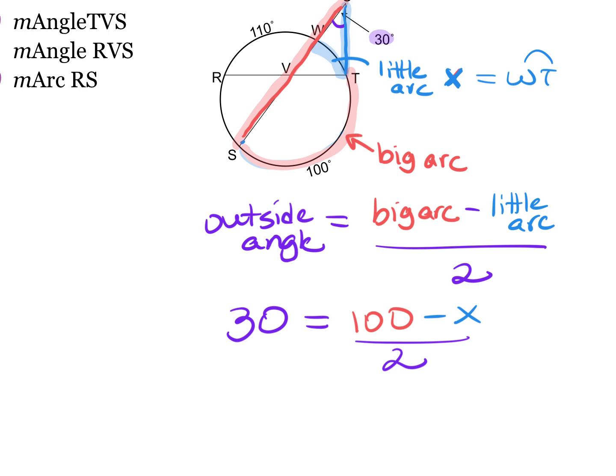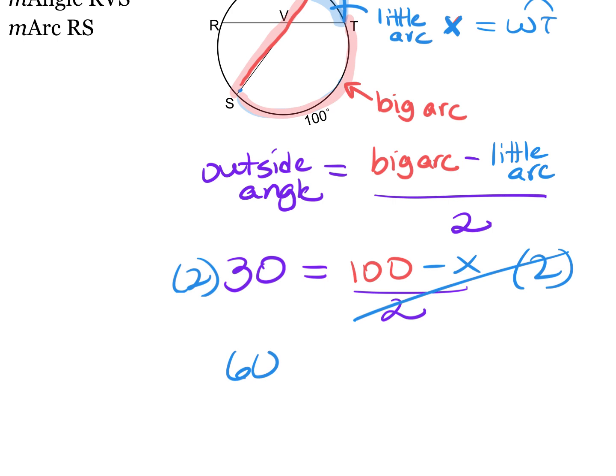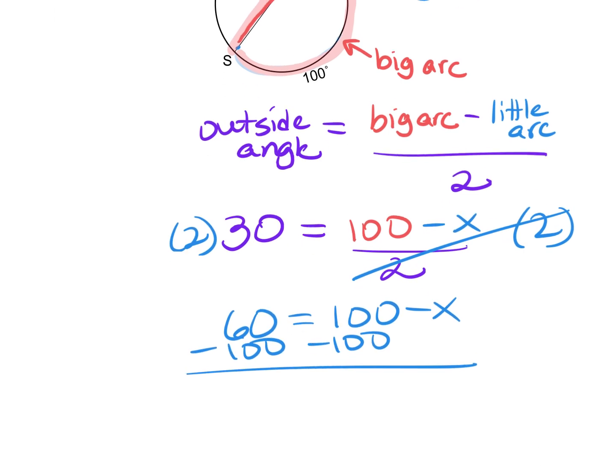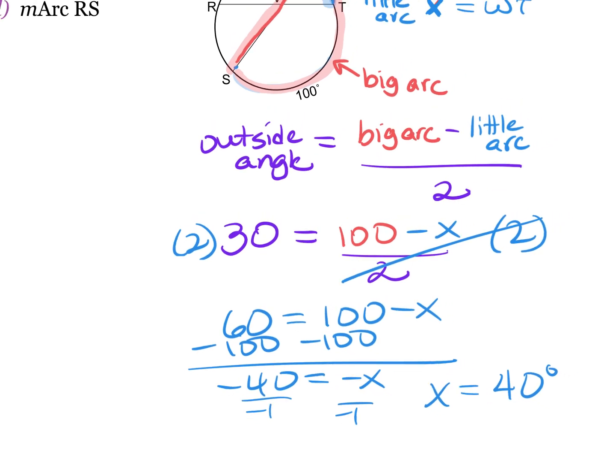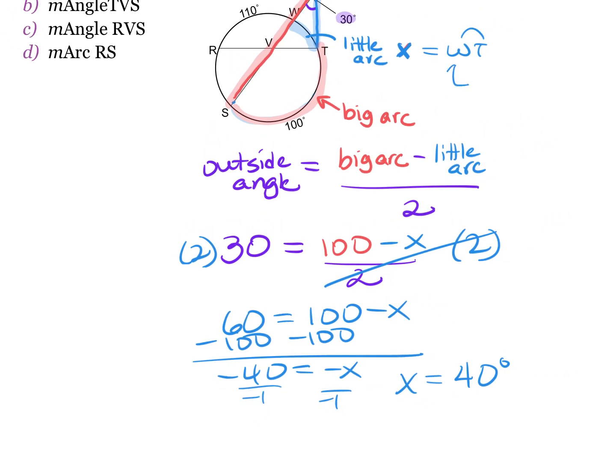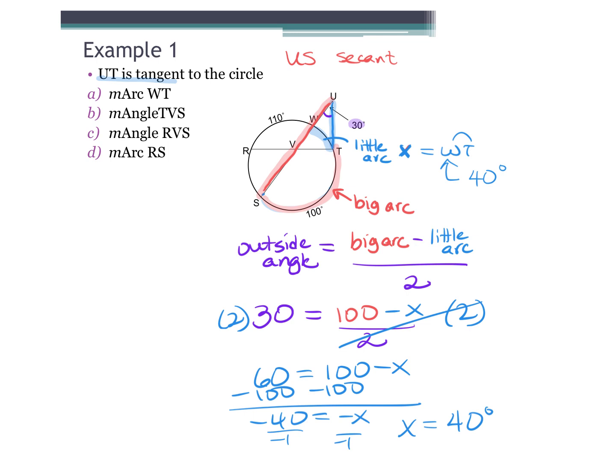So I'm going to go ahead and solve this. So what I need to do here is multiply both sides by 2 to cancel the fraction. And then I get 60 is equal to 100 minus X. Subtract 100. And I get negative 40 equals negative X. I can't have a negative variable, so divide both sides by negative 1, and X equals positive 40. So my little arc, which was WT, is 40 degrees. So that's the answer to part A. So this is 40 here now.